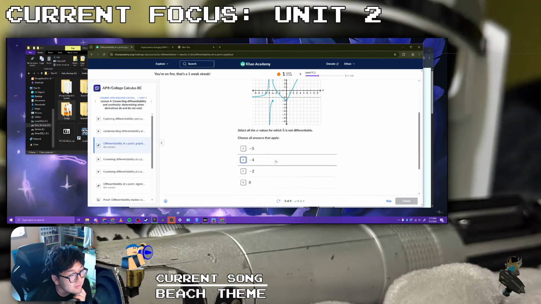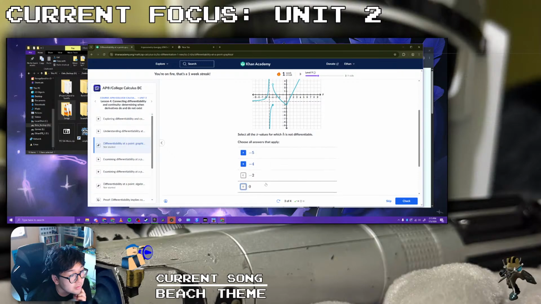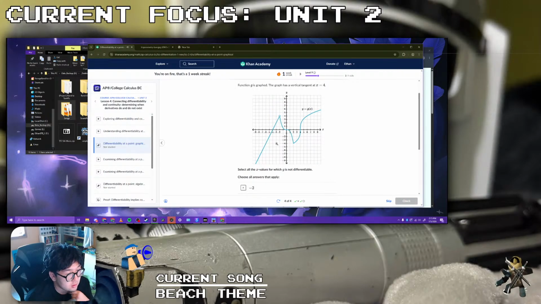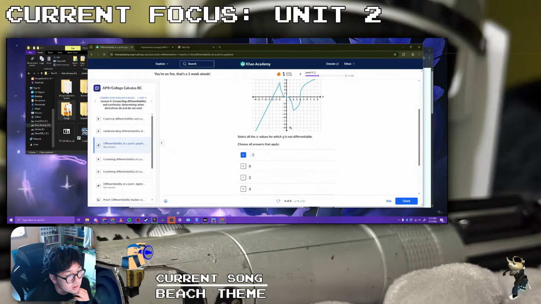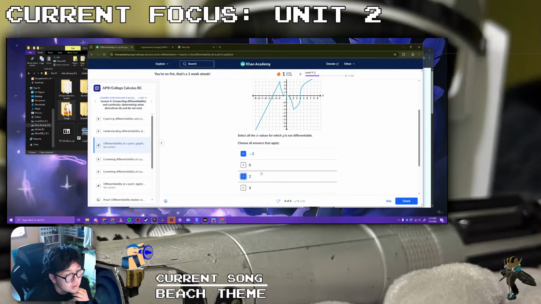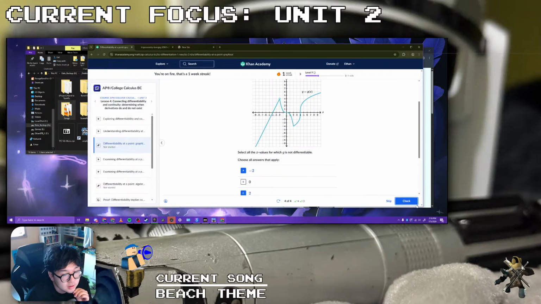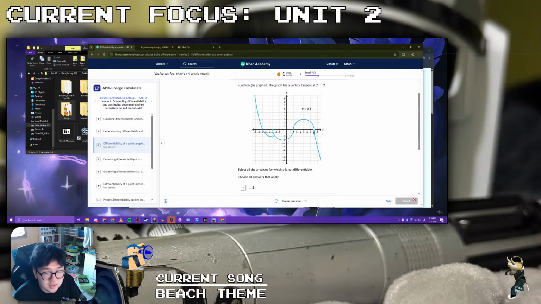Okay, we got a lot of it here. We got -4, we got -5, we got 0. We got -2 for 2 reasons. We got 2. And we got 4. 0's not, because it's a horizontal flat line, that's okay, just not vertical.